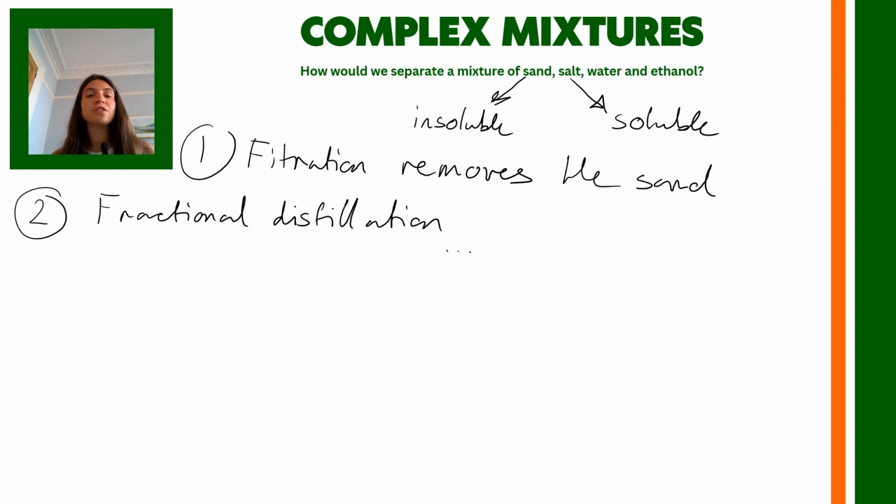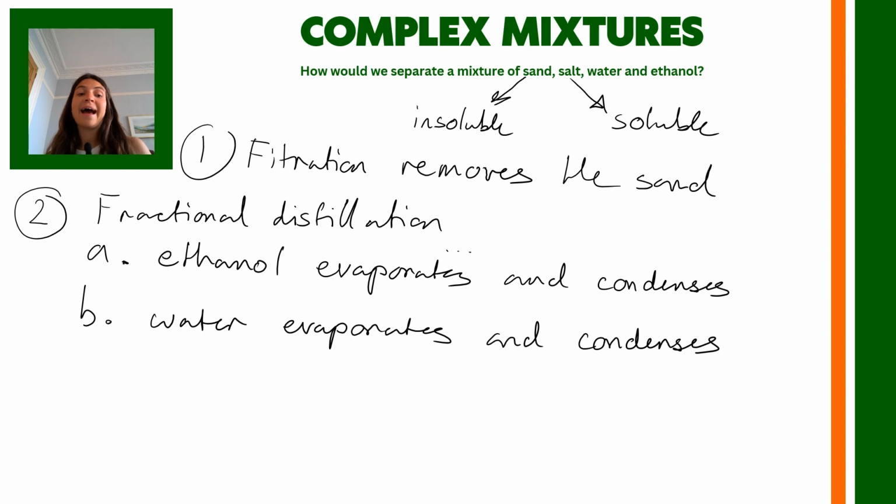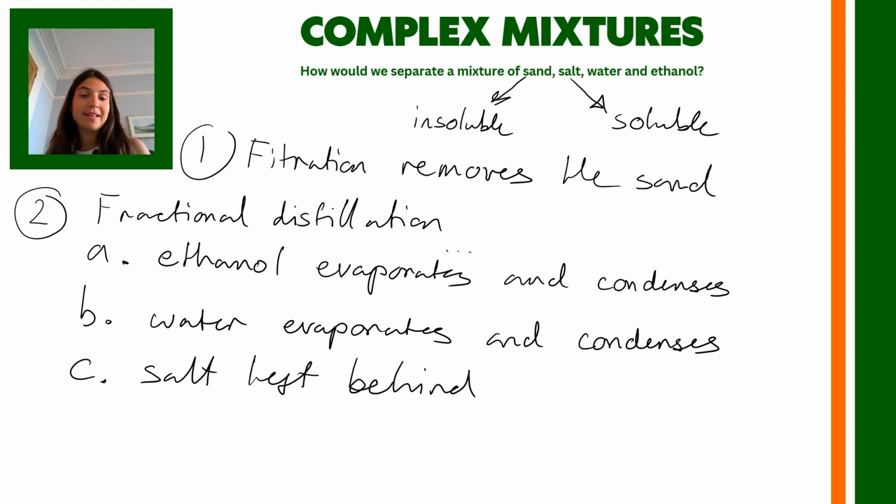Then I'm going to have to use fractional distillation. So because ethanol has a lower boiling point than water, what you will get here is your ethanol will evaporate and condense, so we can separate it out that way, and then your water will evaporate and condense. So you get, in this sense, your salt being left behind.